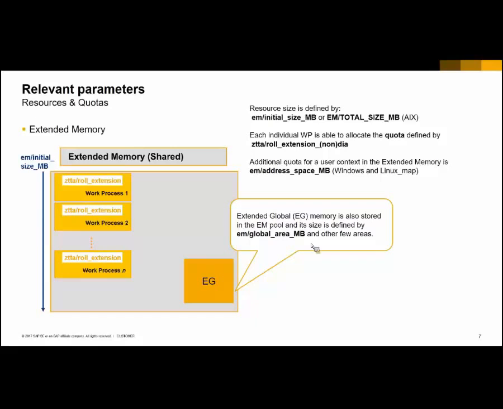Okay, going back to our presentation, we were talking about the extended global memory, which is part of the extended memory. It's normally set to 5 or 10% of the whole extended memory pool. Only the administration data belonging to internal communication between SAP kernel components is stored here in the global area.